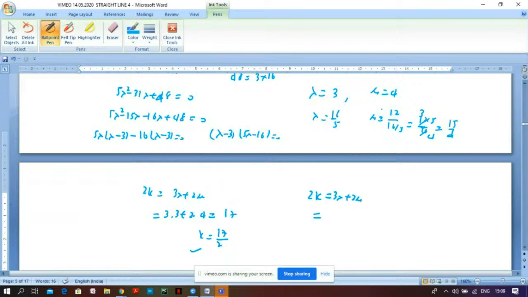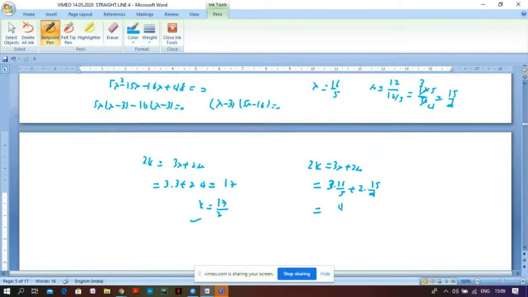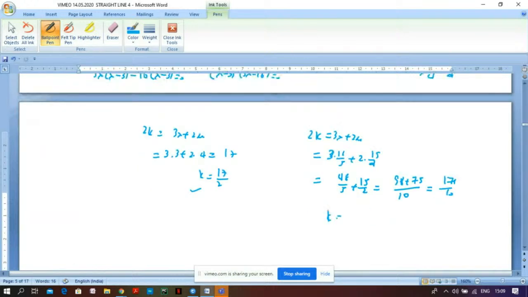Now 2k is again 3 lambda plus 2 mu. So for this pair, lambda is 16 by 5. So 3 times 16 by 5 plus 2 times mu, that is 15 over 4. So this is 48 over 5 and plus 15 over 2. I can take 10 as LCM. This is 96 and this is 75, so it gives me 171 over 10. And so k happens to be 171 over 20.